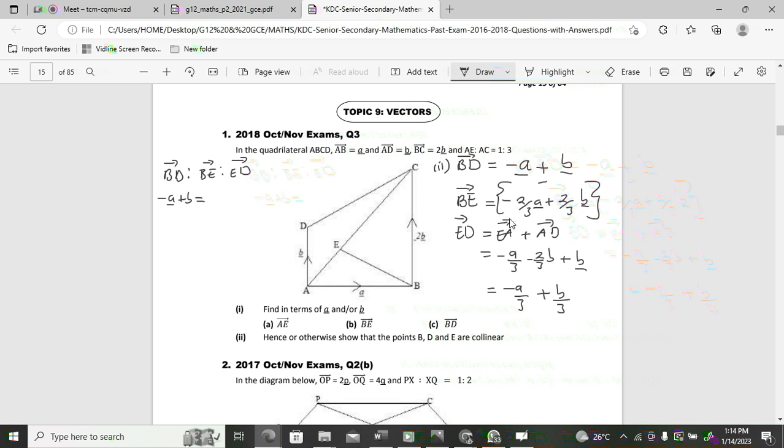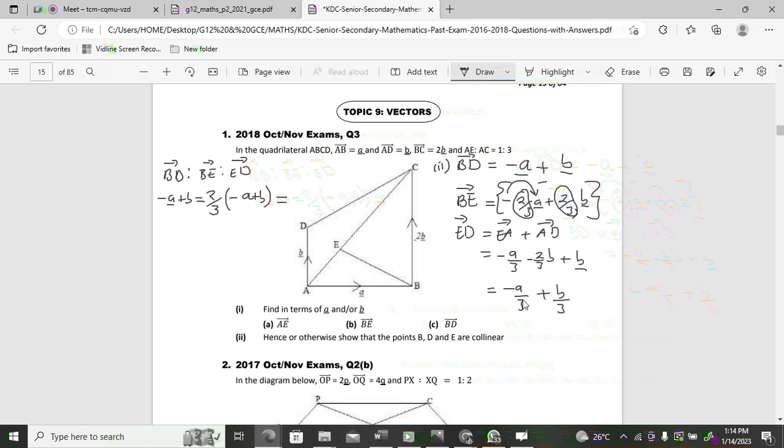What I'm going to do is for BE, I'm going to factorize out 2 over 3. If I remove 2 over 3 here, what is going to remain is negative A, isn't it? And then if I factorize also here 2 over 3, what remains is a positive B. And then I also go to ED.